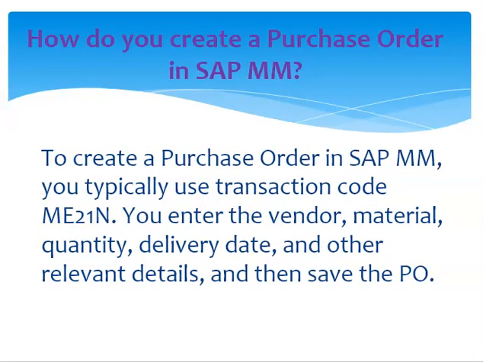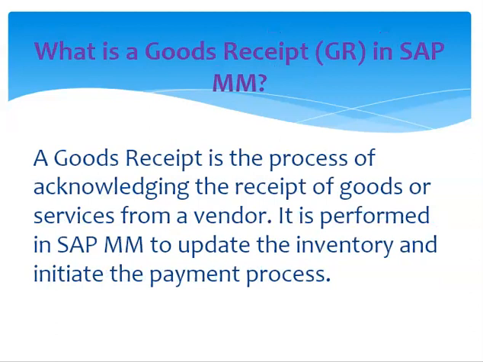How do you create a purchase order in SAP? Answer: To create a purchase order in SAP, you typically use transaction code ME21N. You enter the vendor, material, quantity, delivery date, and other relevant details, and then save the PO.